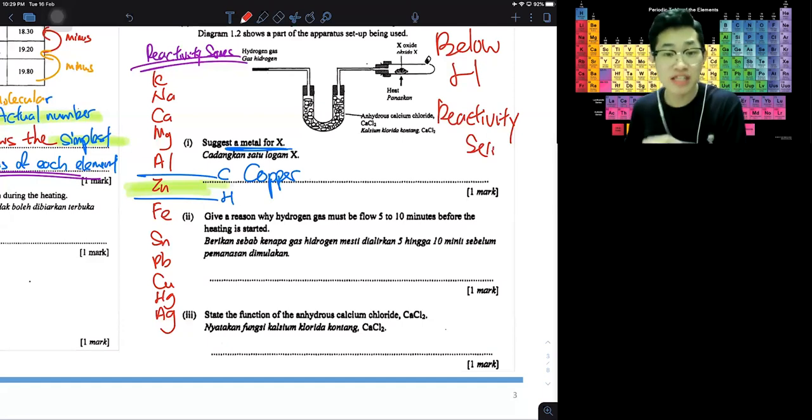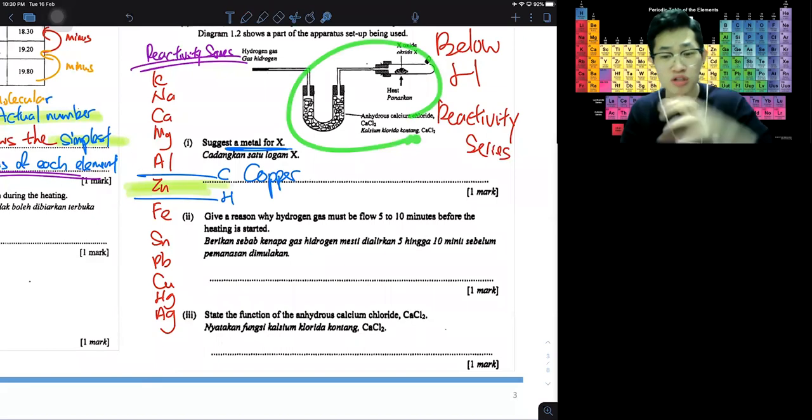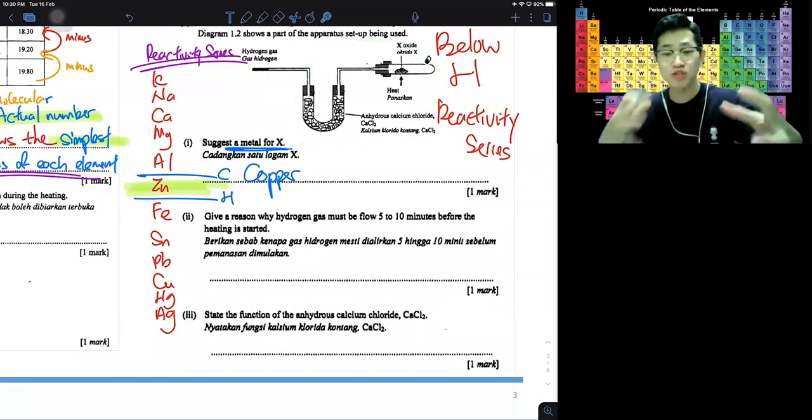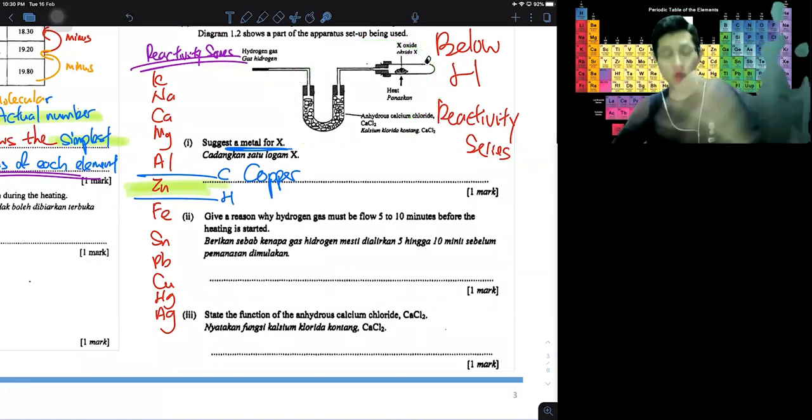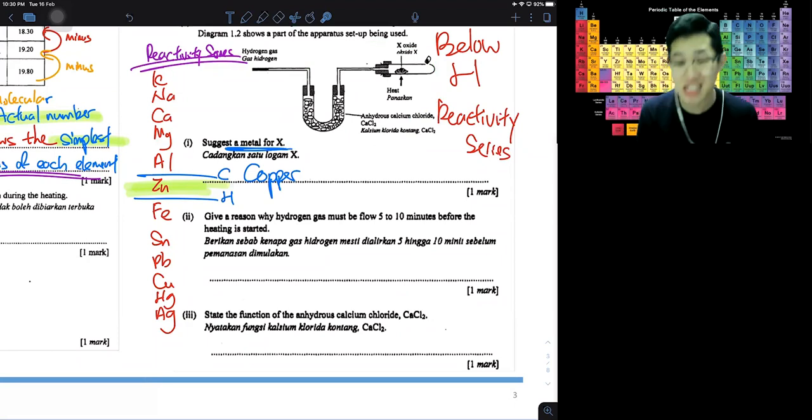It is reactivity series because this is dry. Can you see? It is very dry. No water, no solution, very dry like you all. Okay, very dry. Then you use reactivity series. If there is water, there's solution, then only use electrolysis. Okay, anything below H, we use this method.